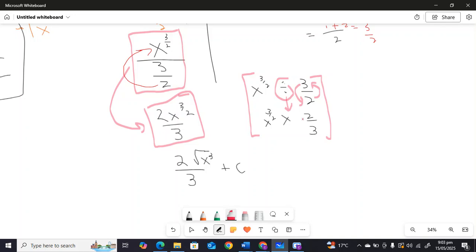So then when you multiply 2 times x to the power 3 over 2, that's how you get this 2x to the power 3 over 2. Think of it over 1. Then 3 times 1, that's how you get this 3. That's how the 3 remains there.